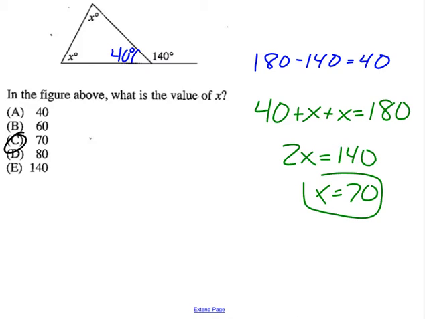Next one, I know straight lines, all lines are straight, but lines are 180 degrees. So this is 180 here, which makes that interior angle 40. And then since the other two angles are the same, I can just simply set that equation up, add it together, and divide, and I will eventually get 70, my correct answer. That is an isosceles triangle.